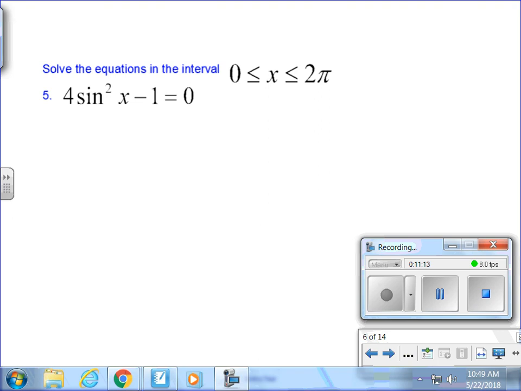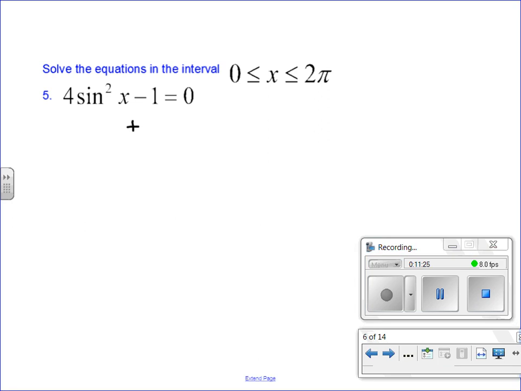We're now solving. They did say we're solving in this interval, 0 to 2 pi, so we really only have to look around that unit circle once. We don't have to add that 2 pi n tagline on things. So we're solving. Here goes. Let's add that 1 to the other side first.